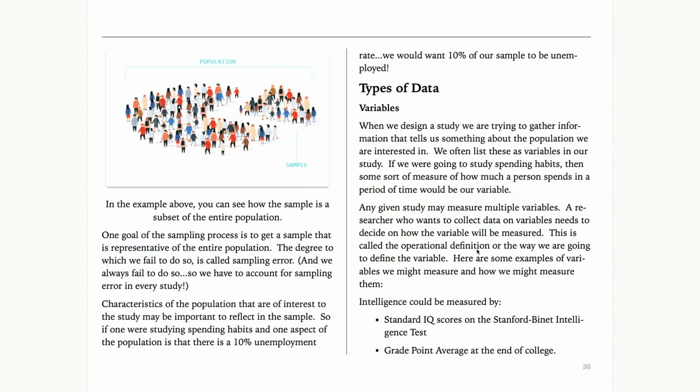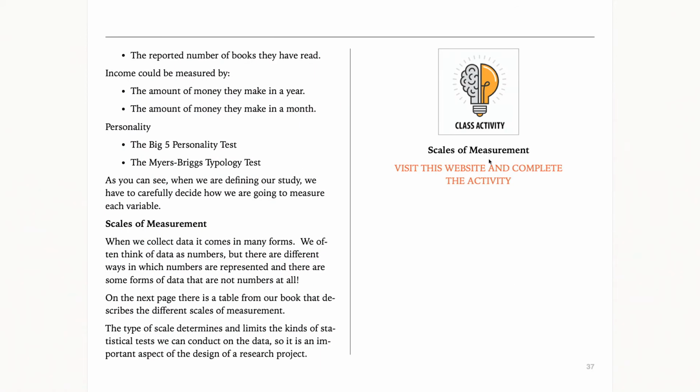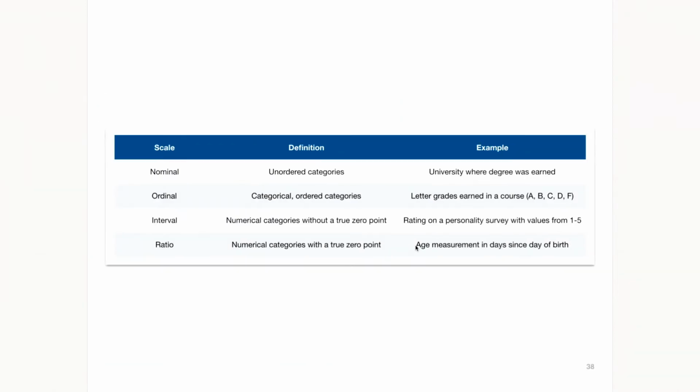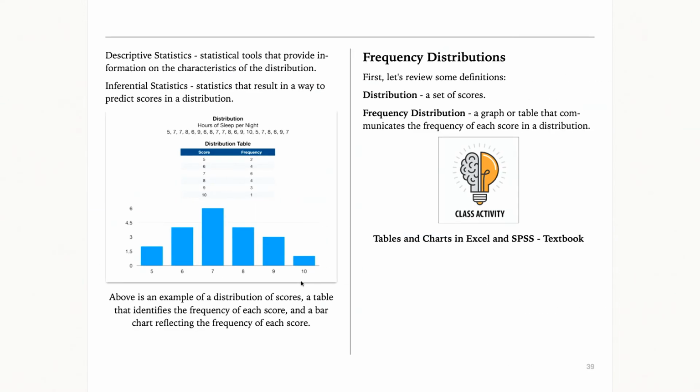We'll go into types of data, because the types of data that you use determine your statistics. So if you're using nominal data, you can really only use frequency tables, but if you're using ratio data, you can go into means and standard deviations and correlations and stuff like that. It gives you more tools when you're working with different kinds of data. We're going to be doing some activities here. That's a little quiz on scales of measurement. And then here are the scales, the different types of data: nominal, ordinal, interval, and ratio data.